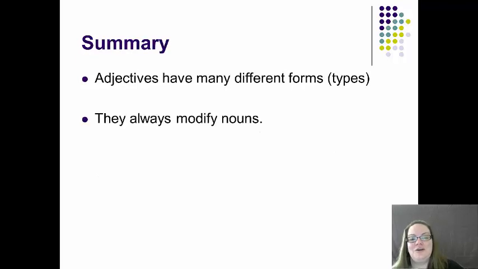So here's what you need to know about adjectives. That was short and sweet. Adjectives have lots of different forms or types. We have some that are attributive, that are giving us information before the noun or inside of the noun phrase. We have those relative clauses, and then we have those complement ones. We also have those comparatives and superlatives. Okay? What's important to remember about adjectives is that they always modify nouns or noun phrases. When we get to adverbs, they modify everything, but adjectives just modify nouns.